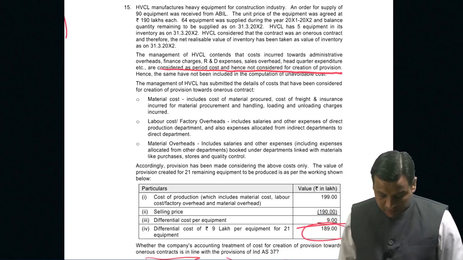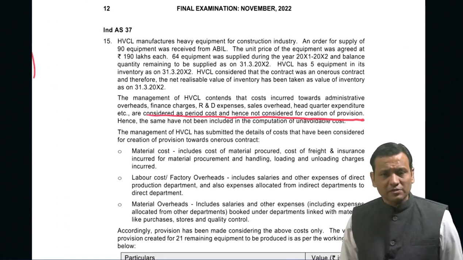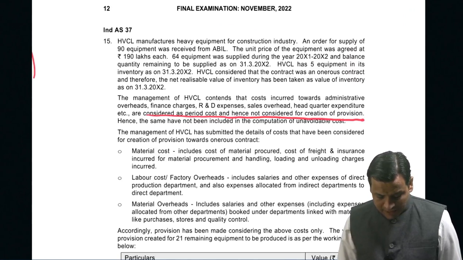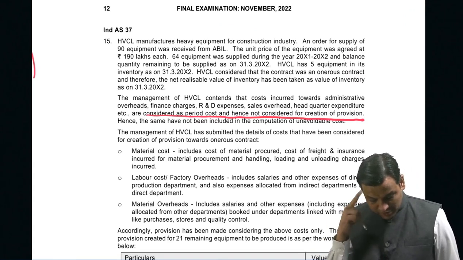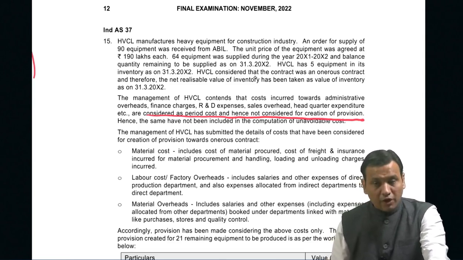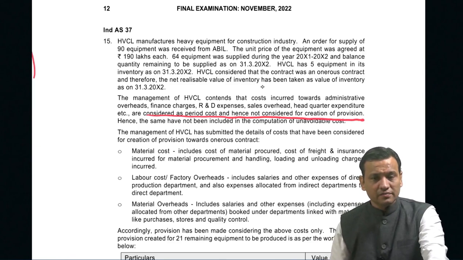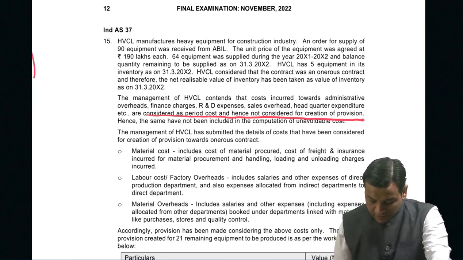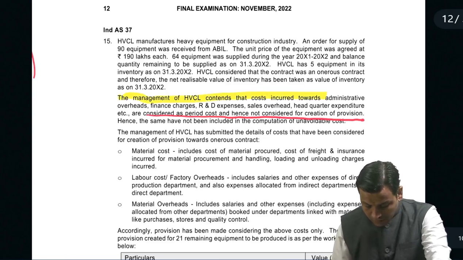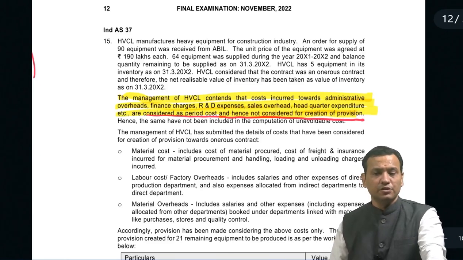So friends, the upper part was with respect to the fact that we have agreed a unit price to sell at 190 lakh, 64 equipments were supplied, and the balance were to be supplied as on 31st March 20x2. We are having some 5 equipments and now we are considering the contract as onerous. Now the points say these costs should not be considered in creation of provision. Do you agree with this?